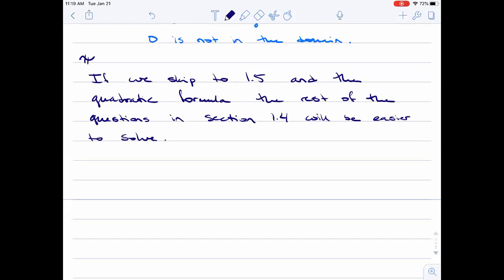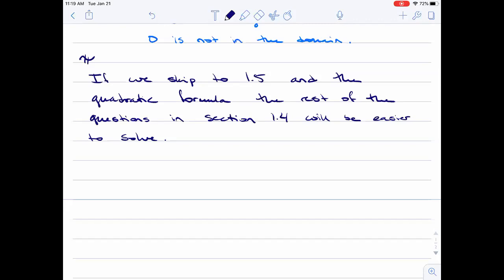Will we be reviewing completing the square? No, I'll leave it until we need it. Okay. So when we need it again, then I'll bring it up and review it.